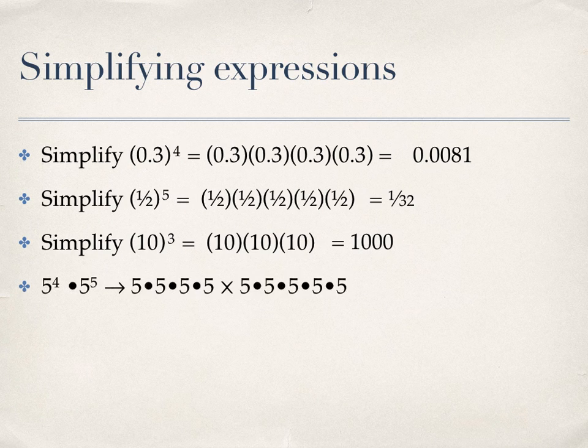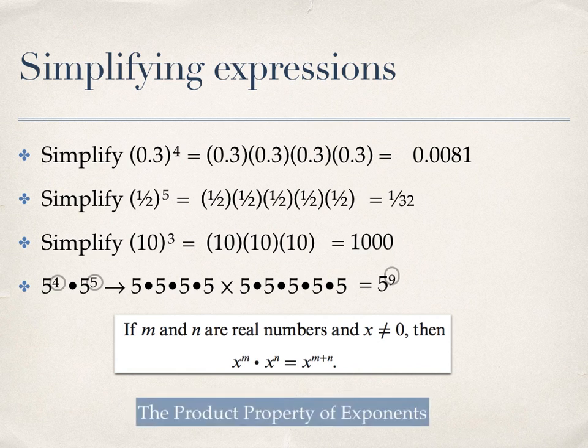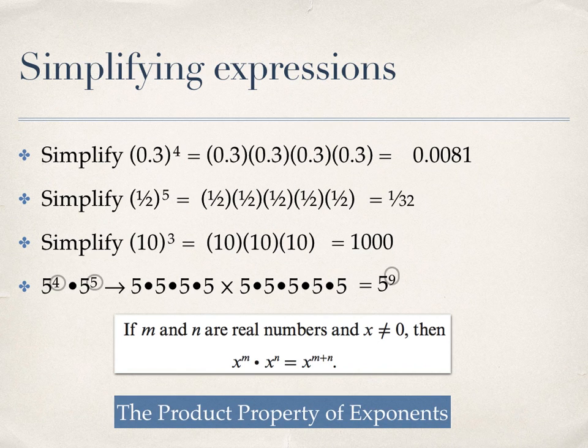And let's look at this next example. You can see how I've written out the expanded form of 5 to the fourth times 5 to the fifth power, which will become 5 to the ninth power. And then when we look closely at the exponents in the original problem, as well as the simplified version, we can see that when we're multiplying two expressions with like bases, we can add the exponents. We call this the product property, or the product rule of exponents. That x to the m times x to the n equals x to the m plus n.